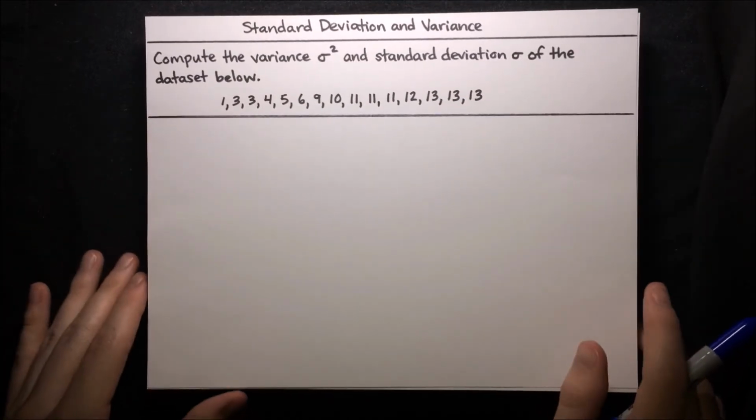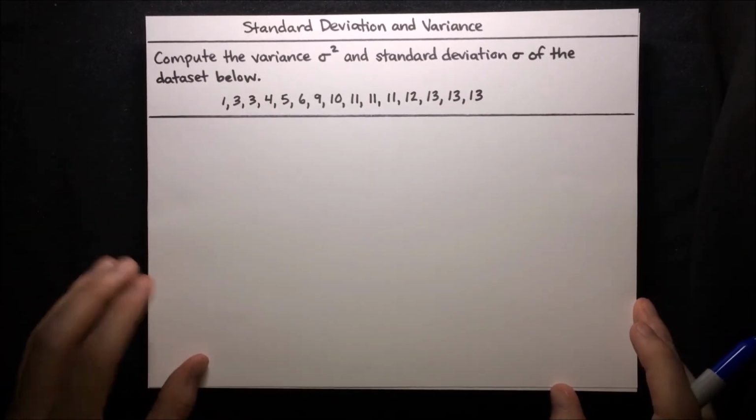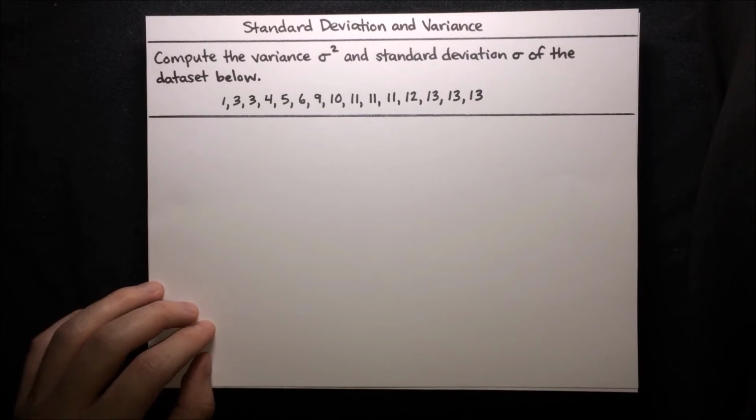Here's another problem. Here we want to compute the variance, sigma squared, and the standard deviation, sigma, of the dataset below. 1, 3, 3, 4, 5, 6, 9, 10, 11, 11, 11, 12, 13, 13, 13. Oh boy, that's a lot of numbers. And it's going to be really annoying to do the full computation like we did previously, now that we have so many numbers.